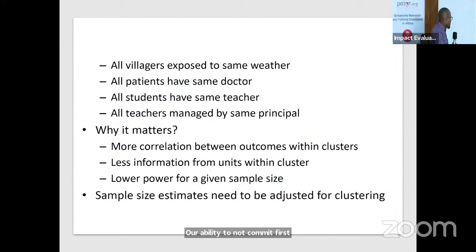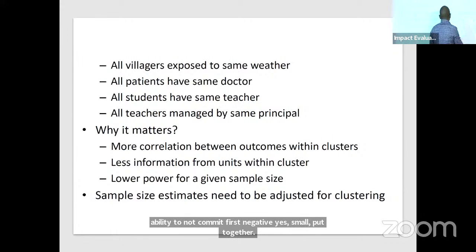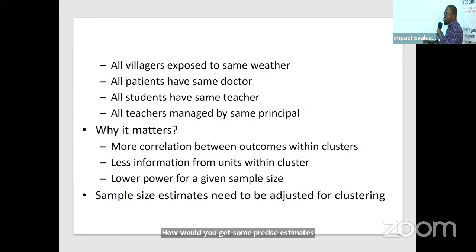Sample size estimates need to be adjusted for clustering. This is the point that you need to take home. Sample size needs to be adjusted for what? For clustering. Oh, time is rushing. Today I forgot. Okay, we'll finish this. Whatever remains, we'll finish tomorrow.